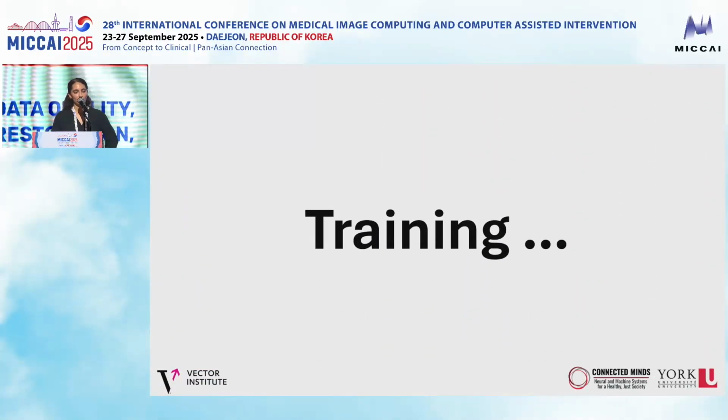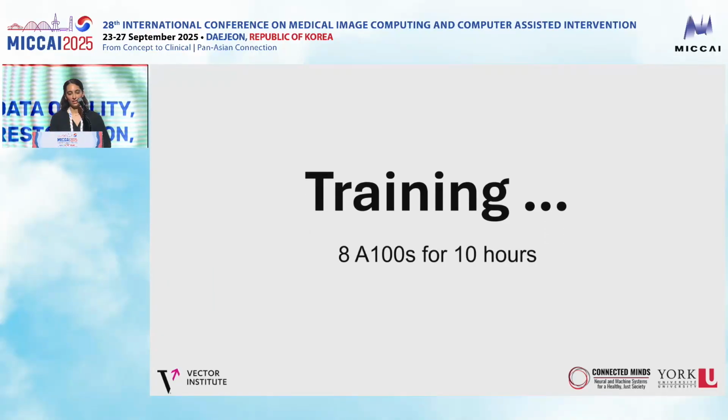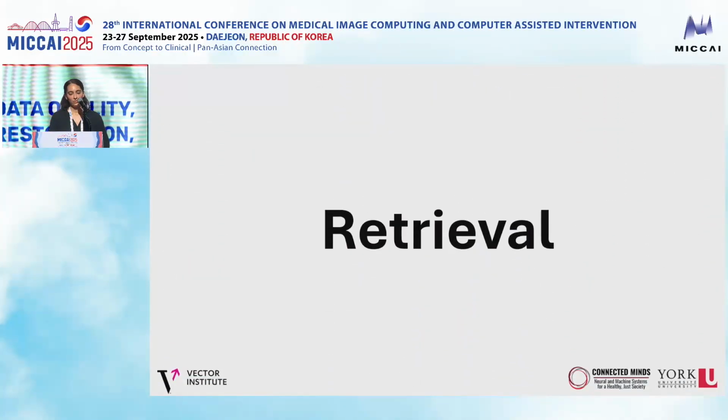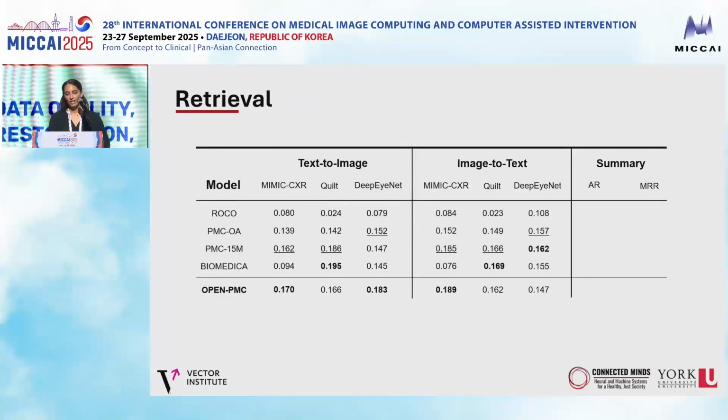So we started training using this dataset that we curated. We trained the CLIP model, and our training took 8 hours on 800 GPUs. Then, in order to compare the model trained on our dataset, we did some downstream tasks to see how it performs compared to other models. The first downstream task is retrieval, and as you can see here, overall, our model is beating the models that were trained on significantly larger datasets, such as PMC-15M and Biomedica.